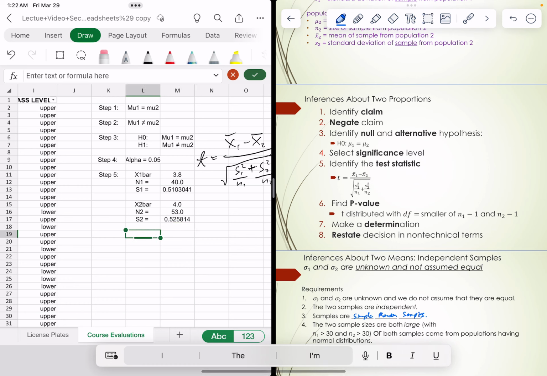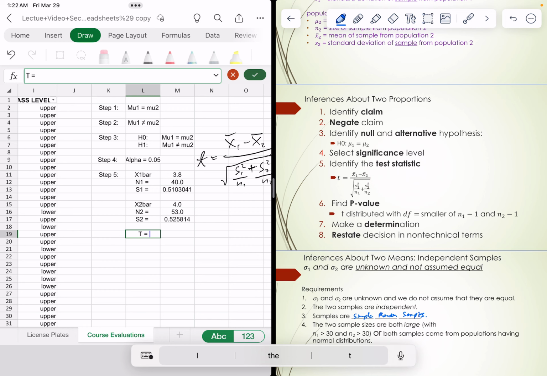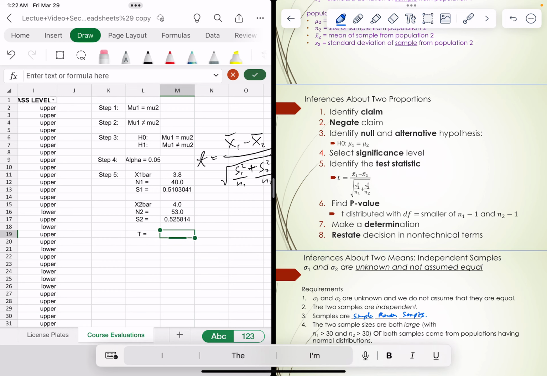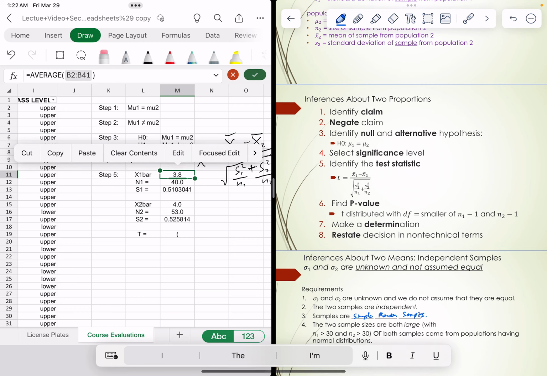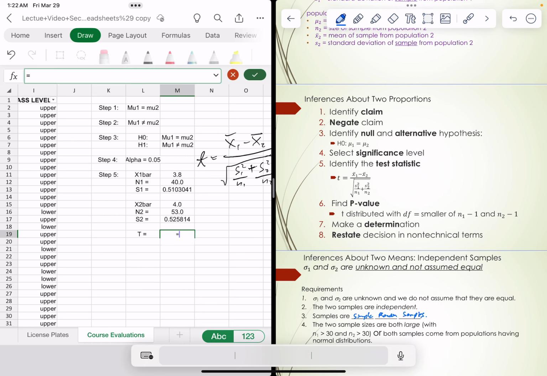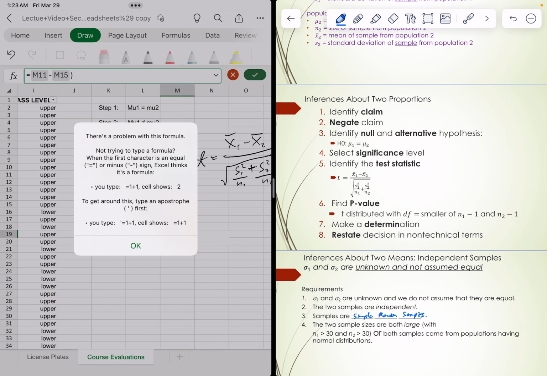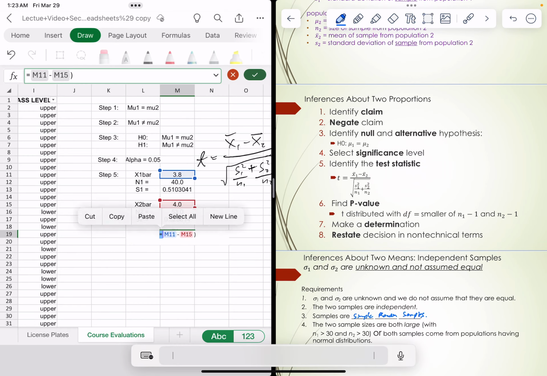Now I'm going to do T equals, I'm going to put it all together, X bar equals X bar minus X1 bar minus X2 bar. Oh, I forgot my parentheses. I'm going to press left. It's going to wig out. All right. There we go. Good. Got my parentheses.